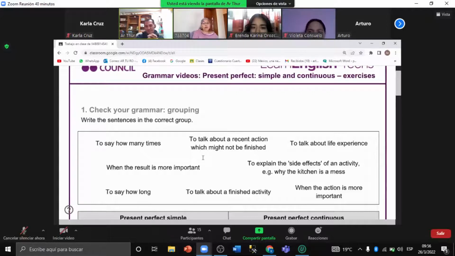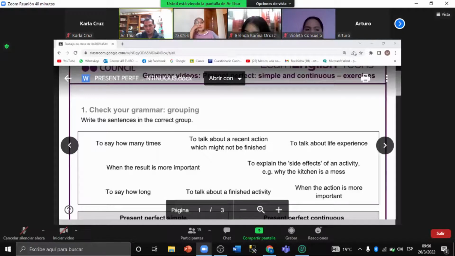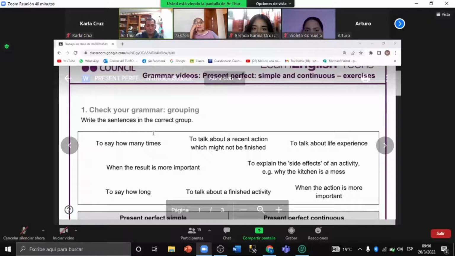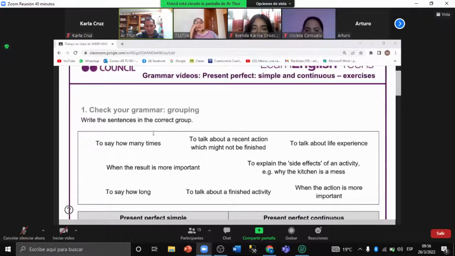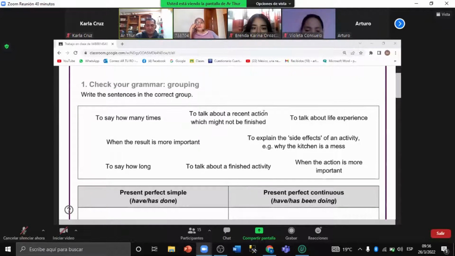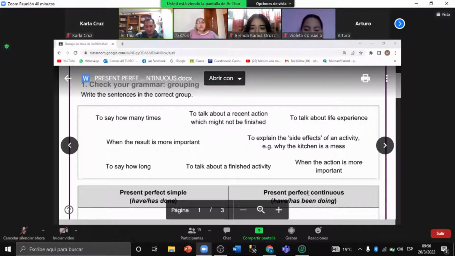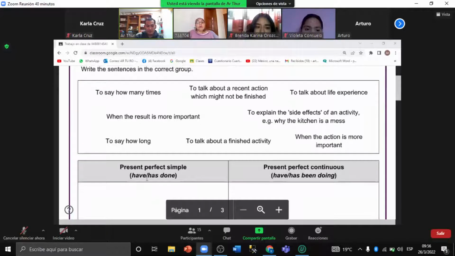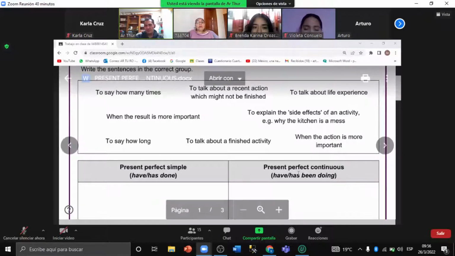As you can see on your screen. And it says, write sentences in the correct group. These are the usages: to say how many times, when the result is more important, to say how long, to talk about a finished activity, when the action is more important. Those are the usages for present perfect and present perfect continuous. So you have to join these according to present perfect or present perfect continuous.